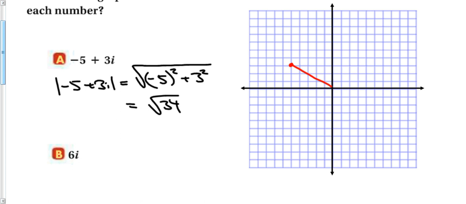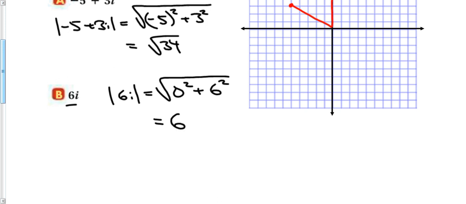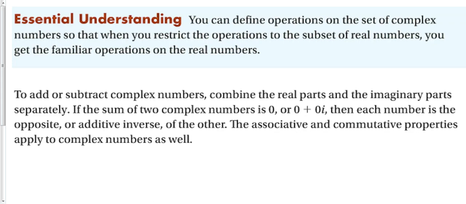Okay, and now this one, a pure imaginary number, would just be 6i. So that's 0 left and right and just 6 up. And its distance, because it doesn't go left and right at all, is just going to be 6. And we can see that because the absolute value of 6i would be equal to the square root of its real part, which is 0 squared, plus its imaginary part, which is 6 squared. So that would be the square root of 36, which is 6. So graphing an absolute value shouldn't be too difficult.